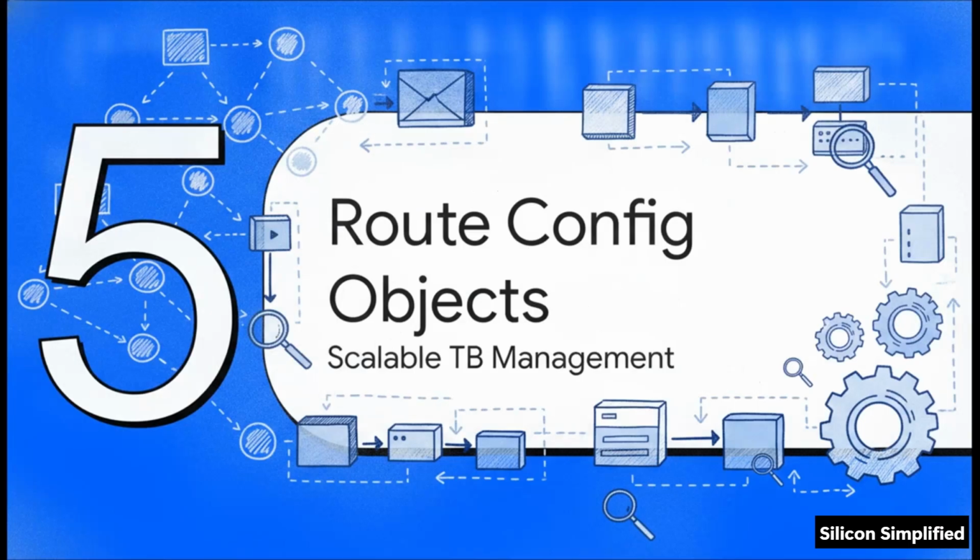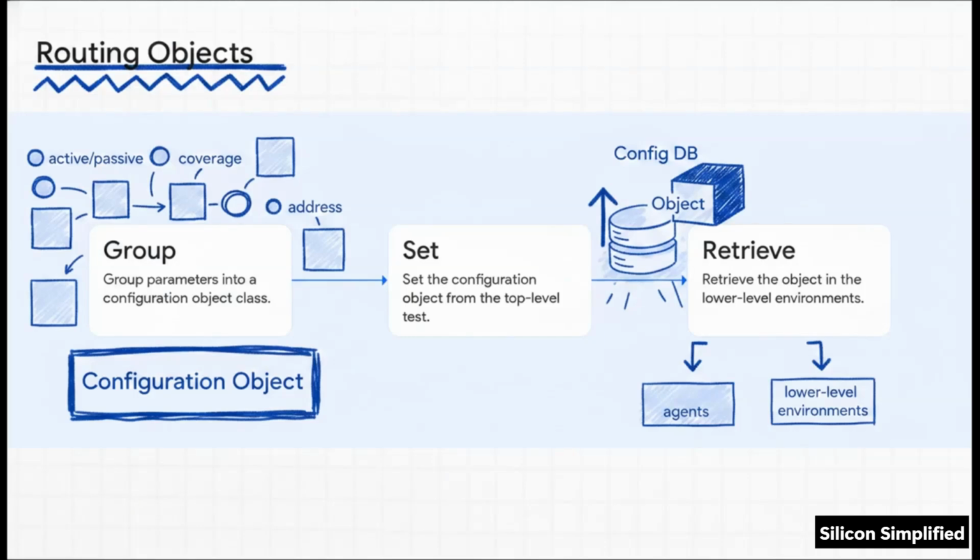Moving to Section 5, Routing Configuration Objects. Let's talk about scalable testbench management, because honestly, the database isn't just for interfaces. Let's look at the second major use case. As your test benches scale up, you're going to have dozens of parameters. Active and passive switches, coverage toggles, base addresses, the whole shebang.